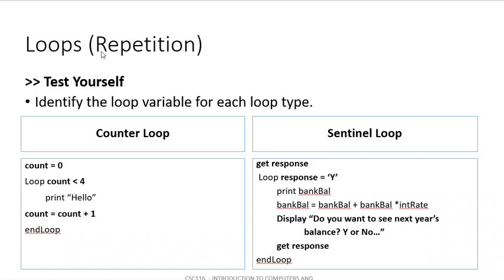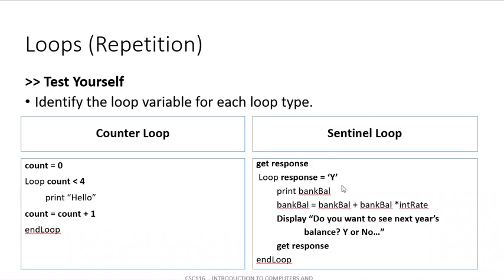Okay. This is what we have seen previously actually. So identify the loop variable for each loop type. So soalan ni tanya, what is the loop variable for each of the loop type? So counter loop, and then this one sentinel loop. Okay. So apa nama variable dia? Okay. Apa yang menentukan berapa kali you nak repeat statement hello ni? Okay. This is the variable which is known, which is here we put as count. Okay, nama variable kat sini count. Count ni yang menentukan berapa kali hello will be printed.